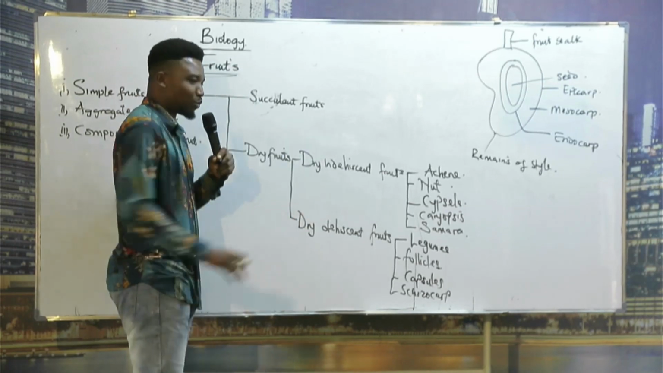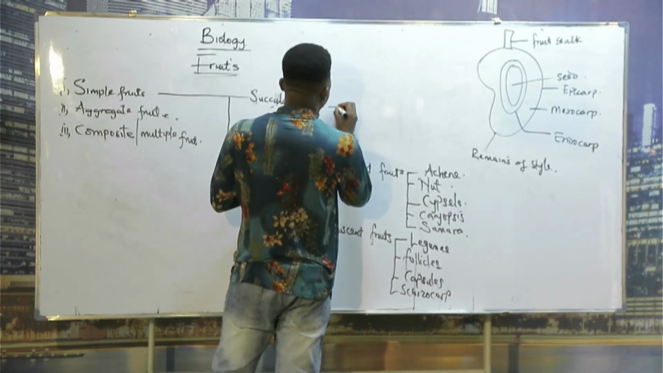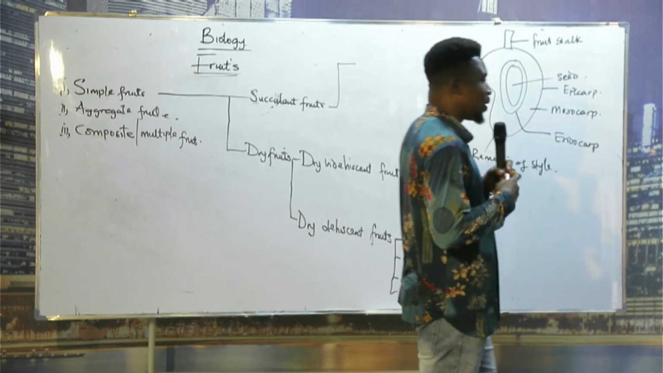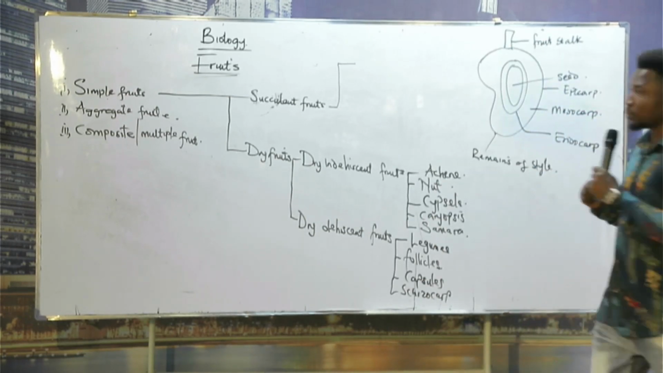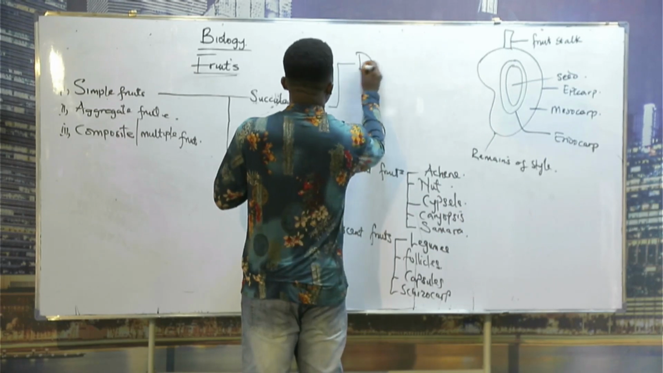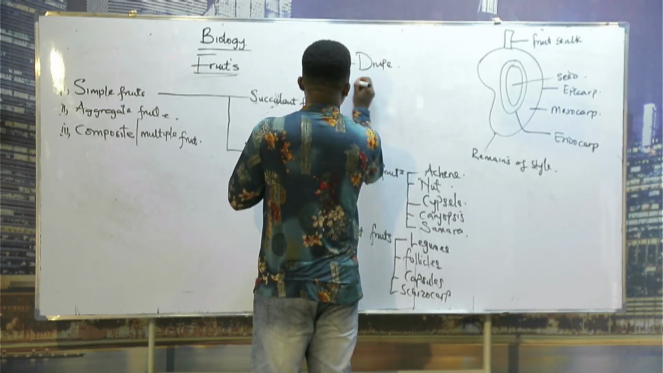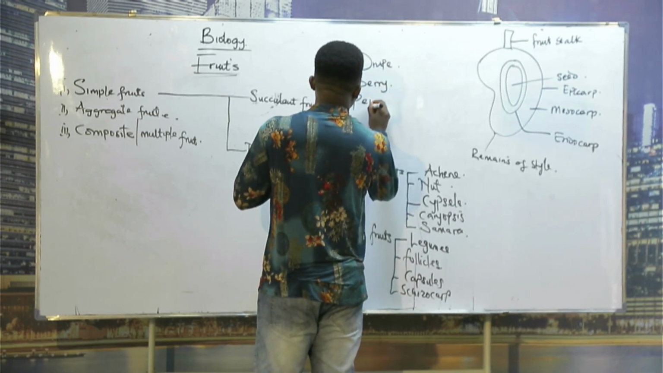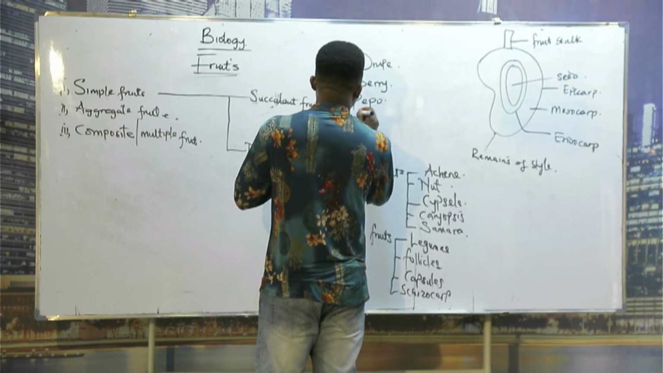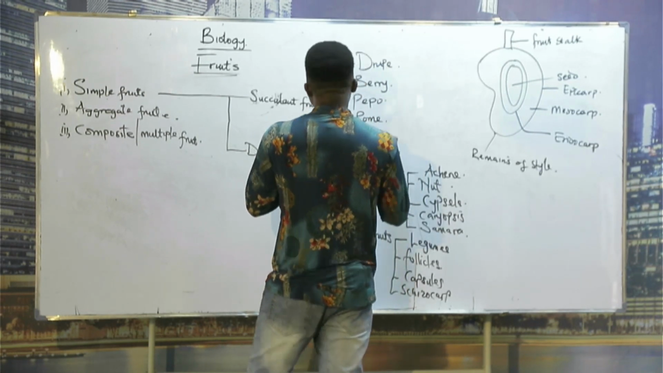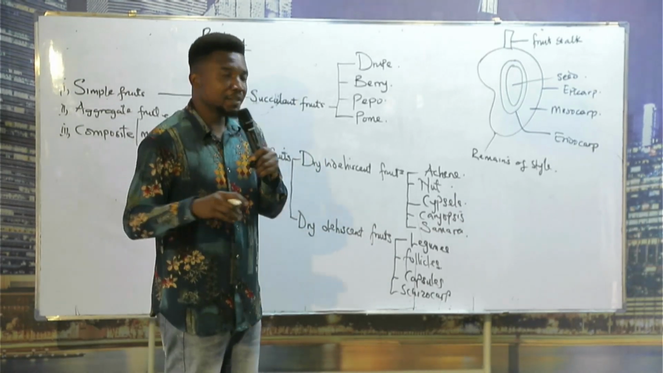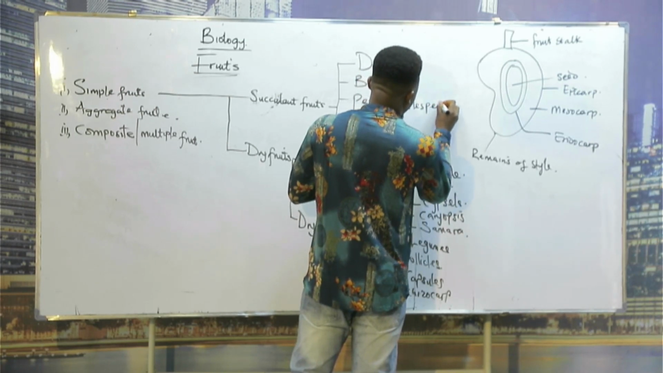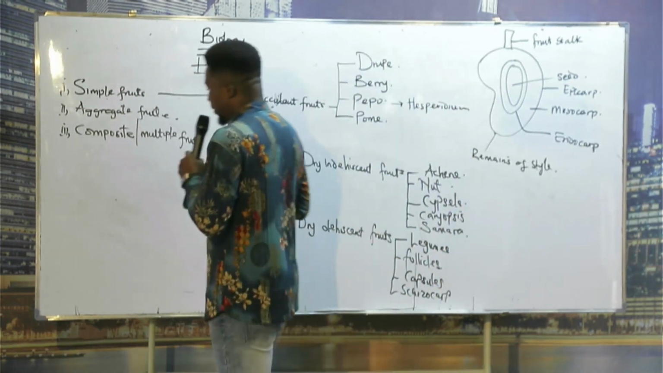But under the succulent fruits, it is divided into four. We have the drupe. The first one is known as what? The drupe. Berry. We have pepo. We have pome. But most times, listen, the pepo is also divided into another part called the hesperidium. Have you heard of it? We also have the hesperidium.